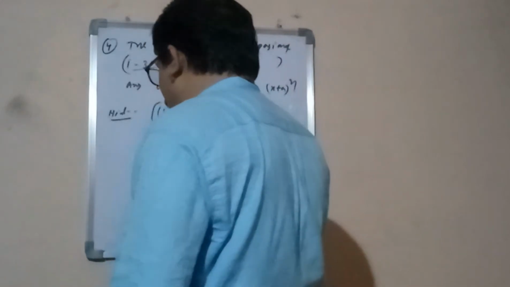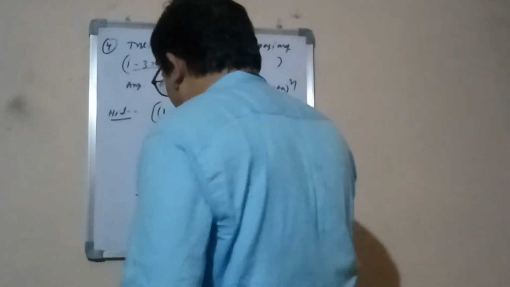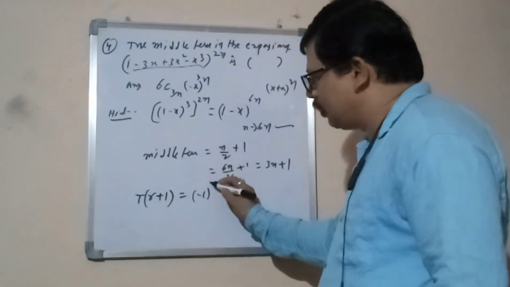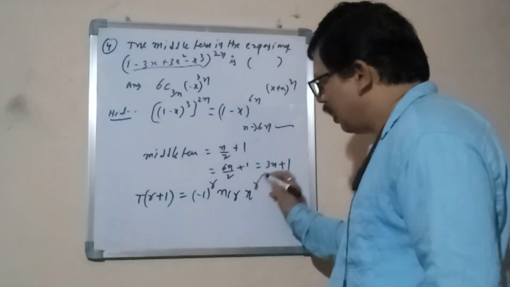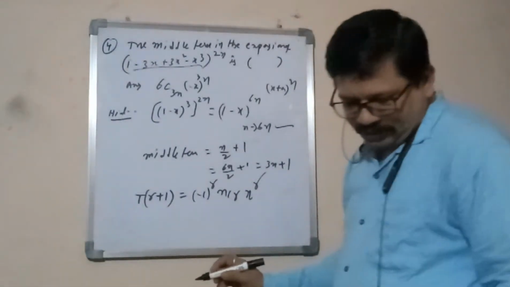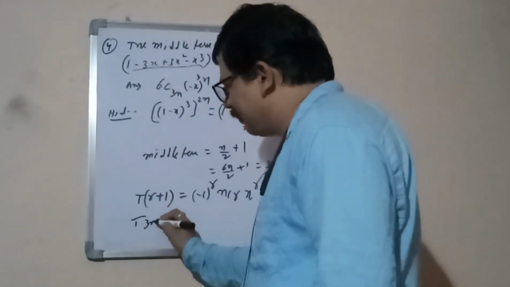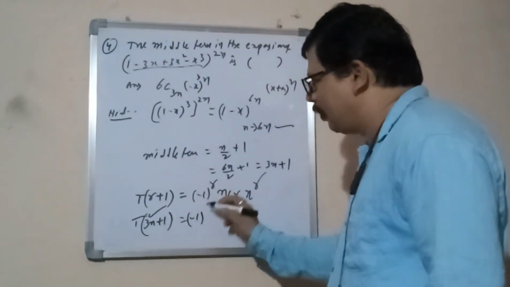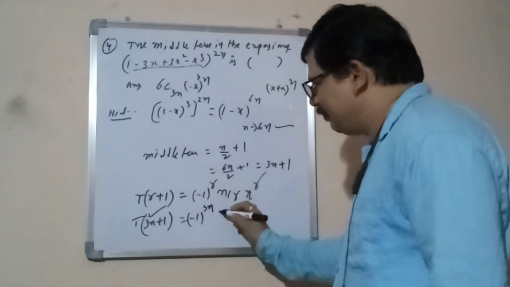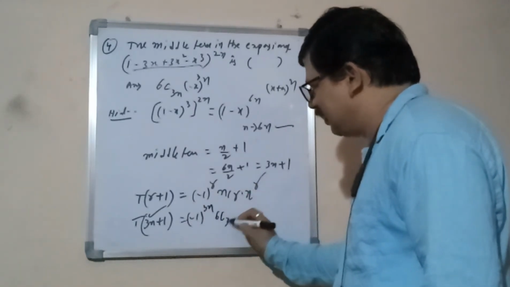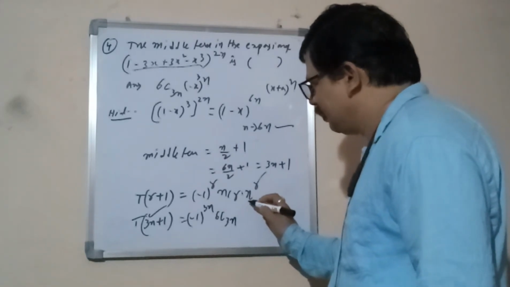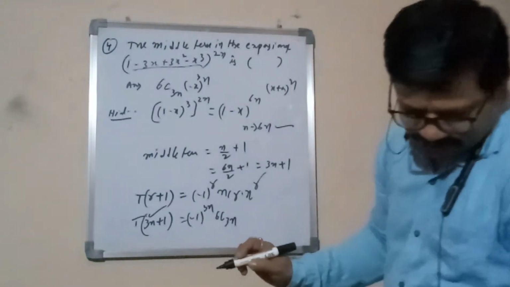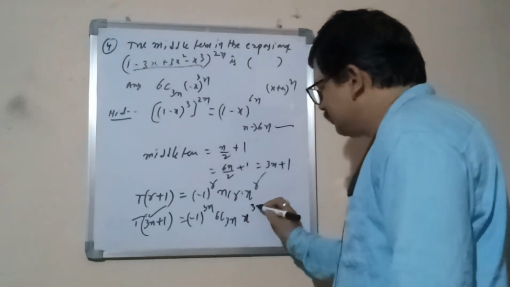Now, the T(r+1) formula. T(r+1) equals (-1)^r nCr x^r. This is the standard form. You know, here T(r+1) means T(3n+1). Substitute here: n + r, so 3n + 1. Minus 1 whole power r, where r value is 3n, n means 6, 6C(3n) again, x means the x value is the same, r means 3n.